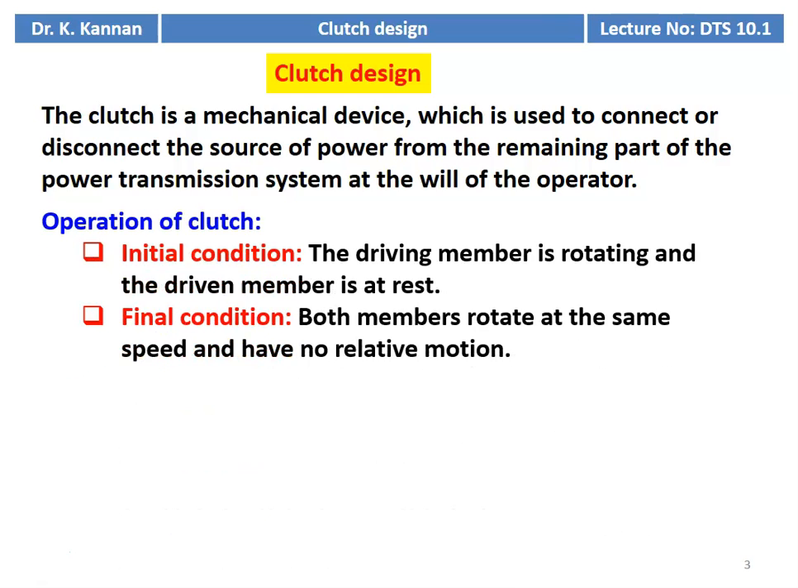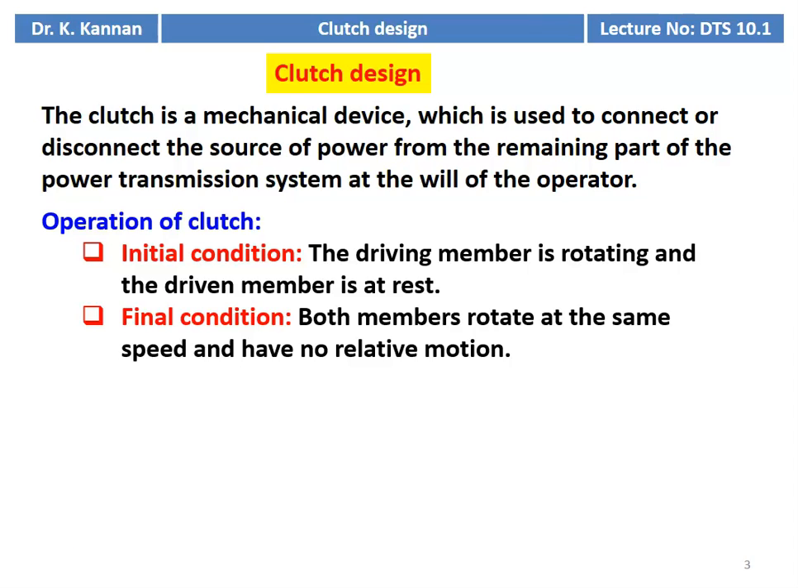And what is the operation of the clutch? Initially the driving member is rotating and the driven member is at rest. When you disengage the clutch, the driving member, that is the engine, is rotating and the driven member, that is the wheel, is at rest. Final condition: when you engage the clutch, both the members rotate at the same speed and have no relative motion. This is the basic operation of the clutch.